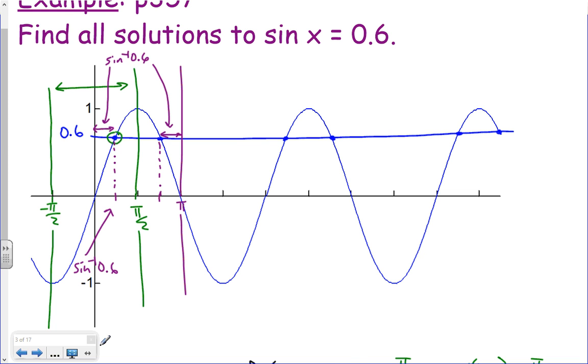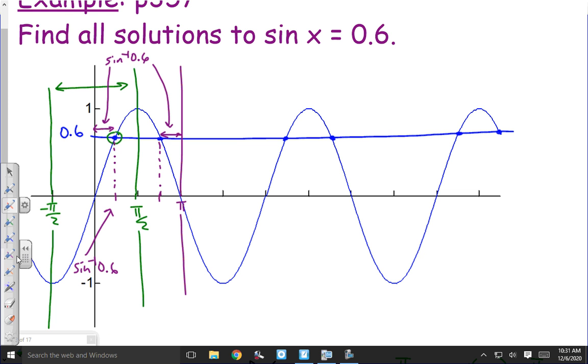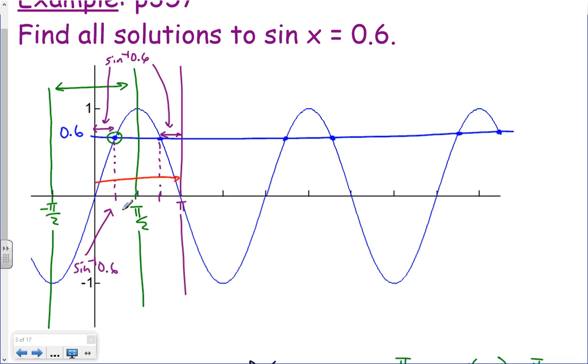Well, maybe I'll do this in a different color just so it's a little bit easier to see. If I were to measure the distance from the y-axis over to that purple line that I sketched, that distance is pi. And then if I subtract off this distance that we were just talking about above, sine inverse of 0.6, the difference between those two is going to give me the location of this x value. Again, I'm measuring a distance that's too big, and I subtract off the little bit that I don't want, and I'm left with the quantity I do want.